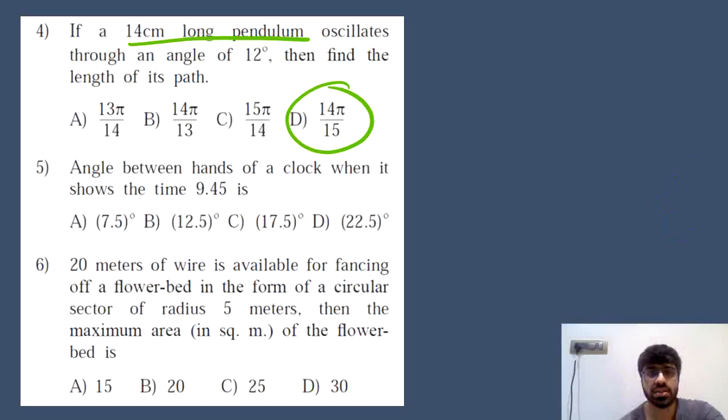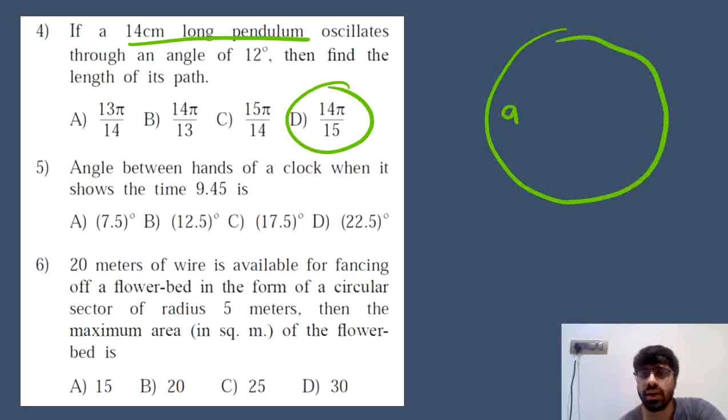The 15th one says, the fifth one. The fifth one says the angle between the hands of a clock when the time is 9:45. So this is the clock, 9 being here. And when they say 9:45, the minute hand is exactly at 9, and the hour hand is somewhere between 9 and 10. So it's this angle that we require.